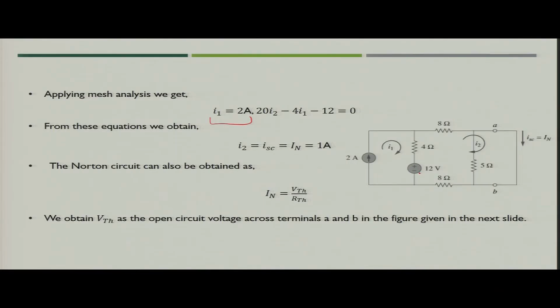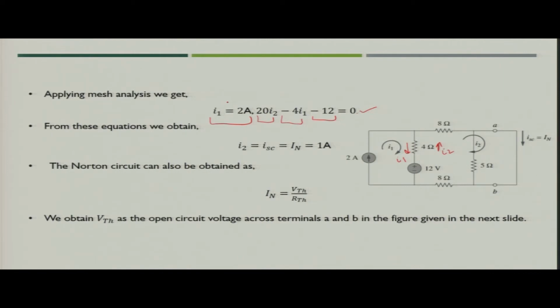What you will get is minus 12, because you are starting from minus to plus, then the 4 ohm is having current I2 in this direction and I1 in this direction. So, you will get 4 I2 minus 4 I1. So, you get minus 4 I1 here, plus 4 I2, plus 8 and plus 8, all summed up. So, you will finally get 20 I2, and the equation for mesh 2 would be 20 I2 minus 4 I1 minus 12 equal to 0.